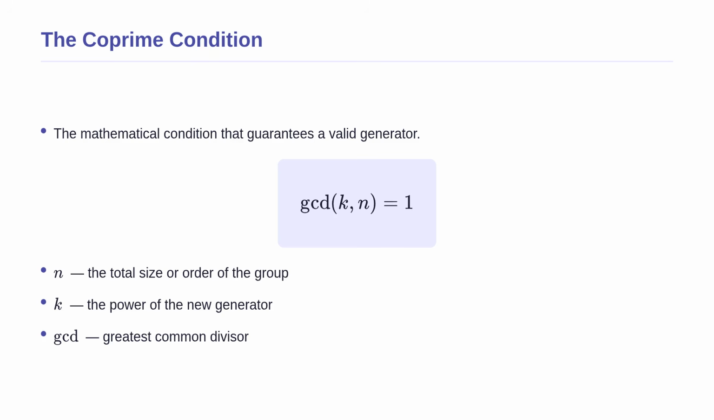This brings us to the mathematical condition that guarantees our new element is a valid generator. For a group of size n, the greatest common divisor of k and n must be exactly 1. This means that k and n share no common factors other than 1, a relationship known as being co-prime. If k and n shared a larger factor, taking steps of size k would cause you to skip elements and loop back too early, failing to generate the full group. When the greatest common divisor is 1, you are guaranteed to hit every single element.